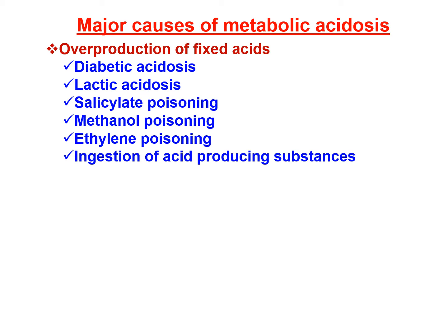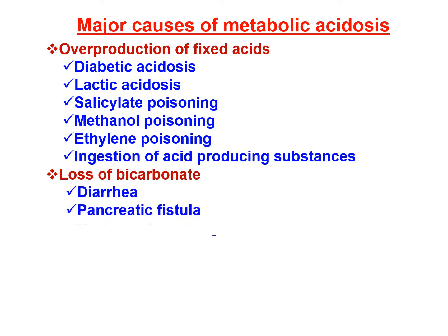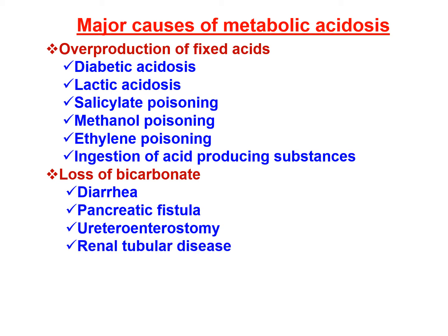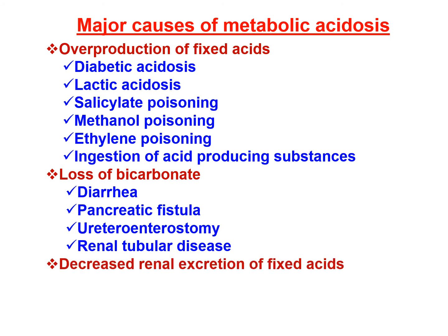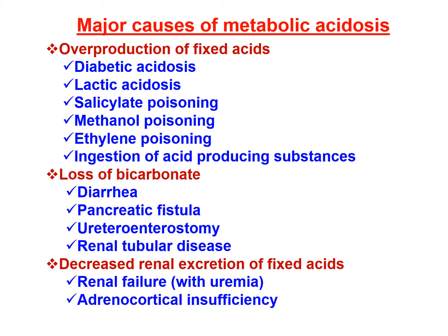Another one is loss of bicarbonate. It happens in diarrhea, pancreatic fistula, ureteroenterostomy, and renal tubular diseases. And the third one, decreased renal excretion of fixed acids, is when there is renal failure with uremia, adrenocortical insufficiency, or carbonic anhydrase inhibitors present.